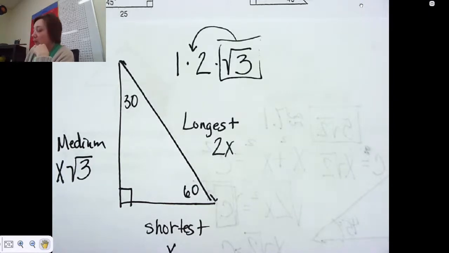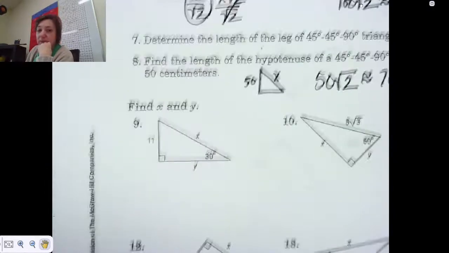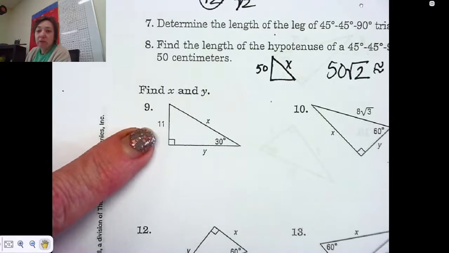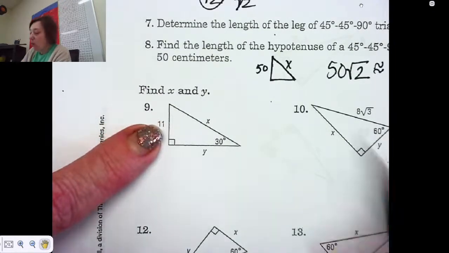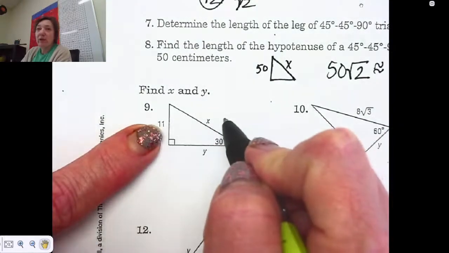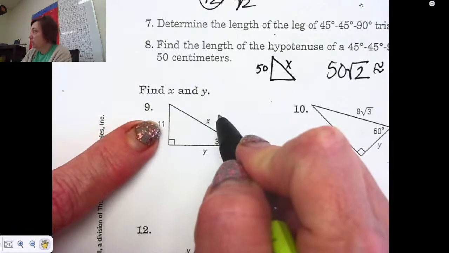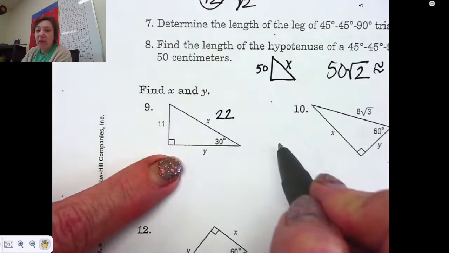Okay? Okay, so let's apply this. Let's go to our worksheet. All right, so what do they give us in this triangle right here? They gave us the shortest side. So the first thing we're going to do is find the longest side. So if the shortest side is 11, what's the longest side? 22. And then what's the medium side?